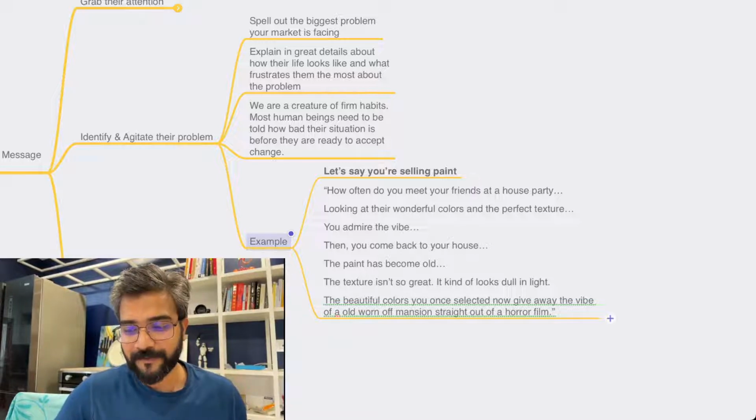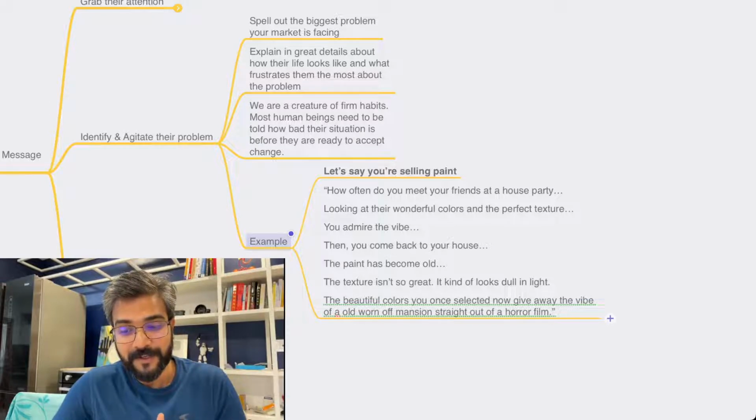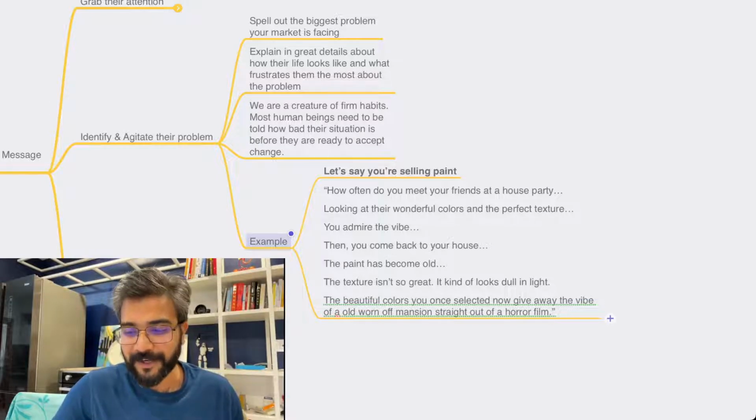So here's an example. Let's say you are selling paint, and the way you invoke the pain point here is this. How often do you meet your friends at a house party, looking at the wonderful colors and perfect texture? You admire the vibe, then you come back to your house, the paint has become old, the texture isn't so great, it kind of looks dull in light. The beautiful colors that you once selected now give away the vibe of an old mansion straight out of a horror film. See what I did there? I just went ahead and described in vivid detail what they're missing in life because of their current situation. And it works like magic, right?